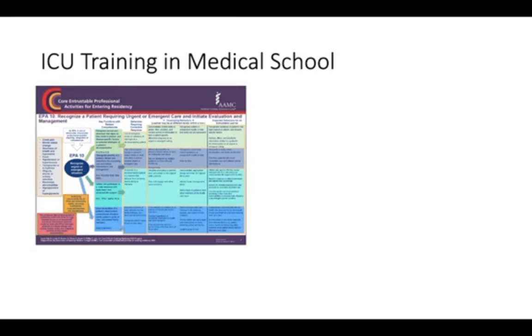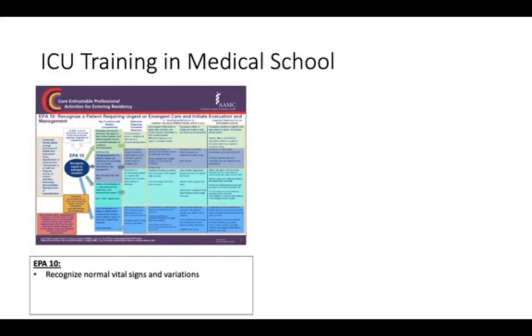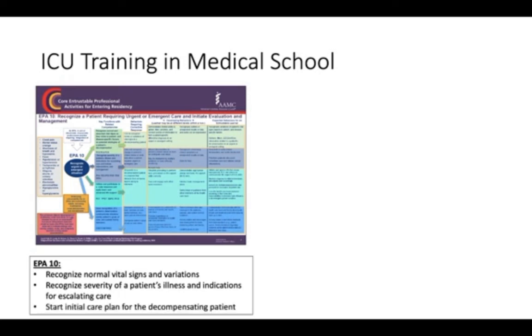Specifically, EPA 10 states that the graduate must be able to recognize normal vital signs and variations, recognize severity of a patient's illness and indications for escalating care, and start an initial care plan for the decompensating patient. Essentially, EPA 10 states that graduates should be familiar and able to perform the basics of critical care medicine.